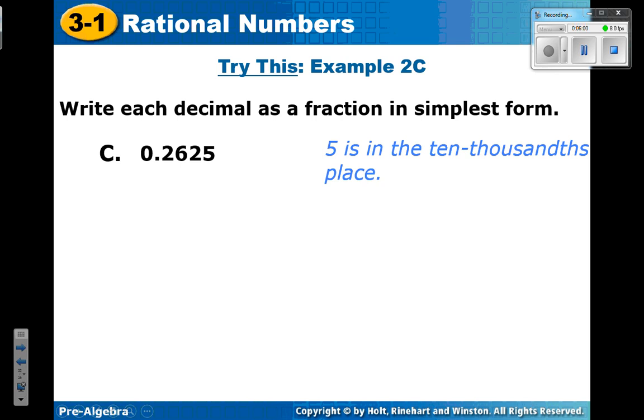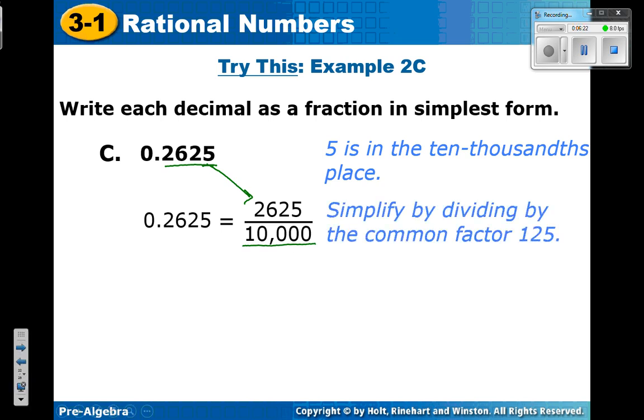All right, the numbers are getting a little big and unwieldy to simplify, but here we go. That 5 is in the 10,000ths place. So this can be written as 2,625 over 10,000. Tough part is simplifying it. The greatest common factor here is actually 125. If you divide both top and bottom by 125, you will get 21 over 80.